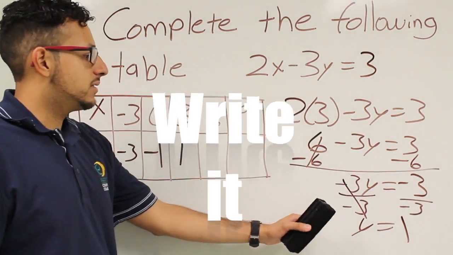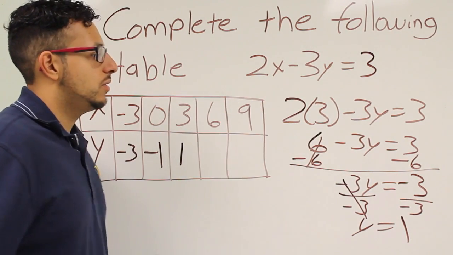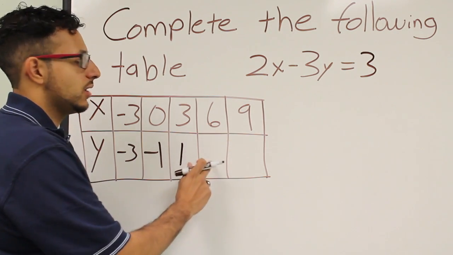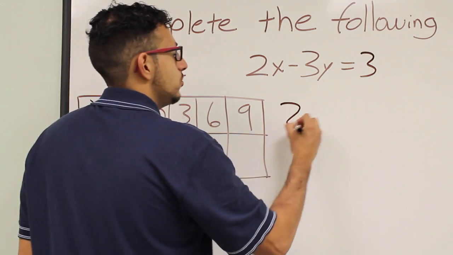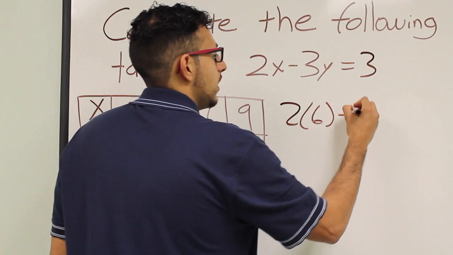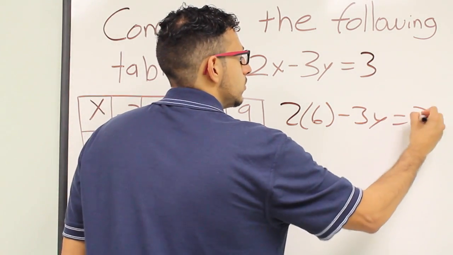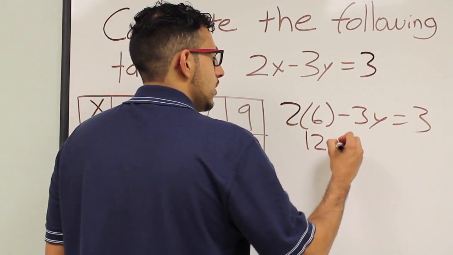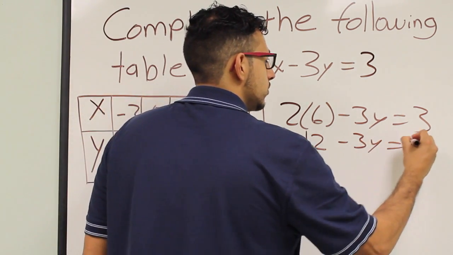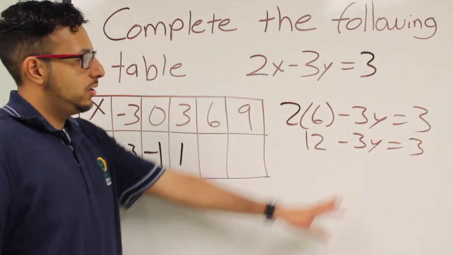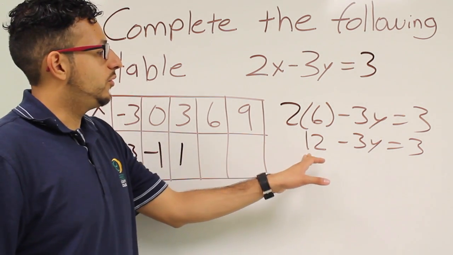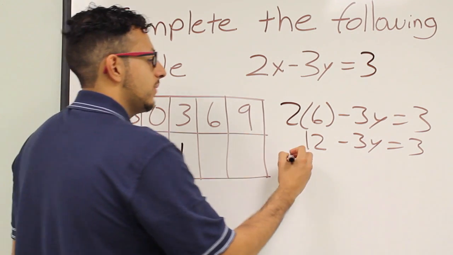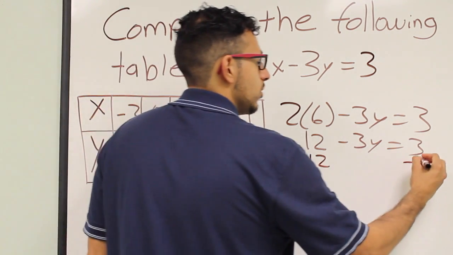Again, make sure you have this written down, because we're going to continue with x being 6. So now we're going to replace x with 6 and solve for y. So this is 2 times 6 minus 3y is equal to 3. 2 times 6 is 12, minus 3y is equal to 3. In order to get y by itself, we have to move this 12 over to the side. Since this is positive 12, we have to subtract 12 from both sides.